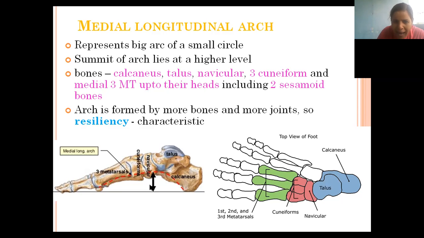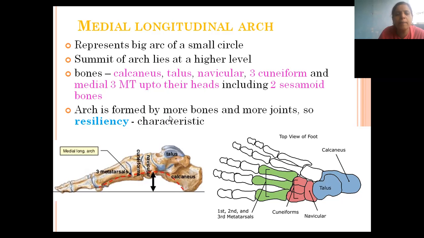It represents a big arch of a small circle. Summit means the highest point, beta, where the arrow is shown. So the summit of the arch lies at a higher level. What bones are we finding? This is the calcaneus bone, this is the talus bone, we have the navicular, we have 3 cuneiforms, and 3 metatarsals up to their heads. This is the head of the metatarsal, including sesamoid bones if present. What are sesamoid bones? The bones which are formed in the tendons. Sometimes we may have sesamoid bones here also. If they are there, they also take part in the formation of this arch.